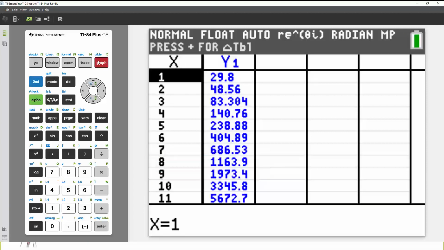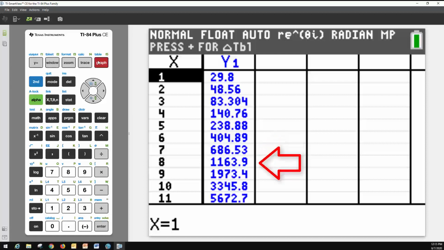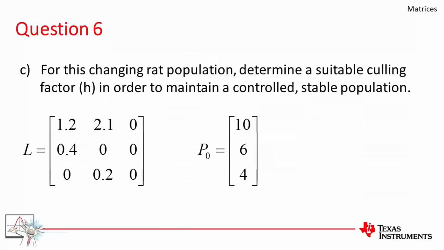Now you can see I've got more than 1,000 rats. So you can see this is actually a quick way of jumping through those calculations. Rather than trying to do a solve, which can be a bit messy, I can see after 7 generations, I've got 686, and therefore at 8 generations will be the first time that I see 1,000 rats.